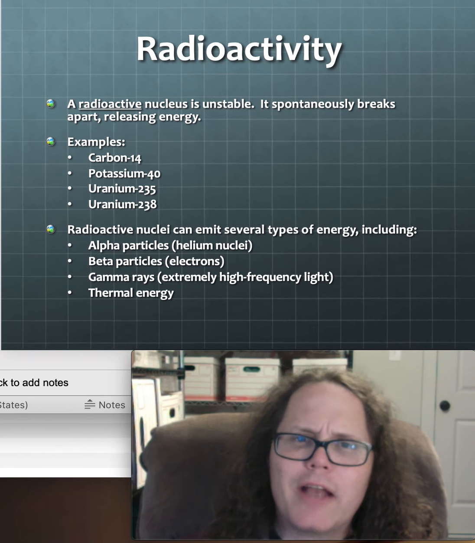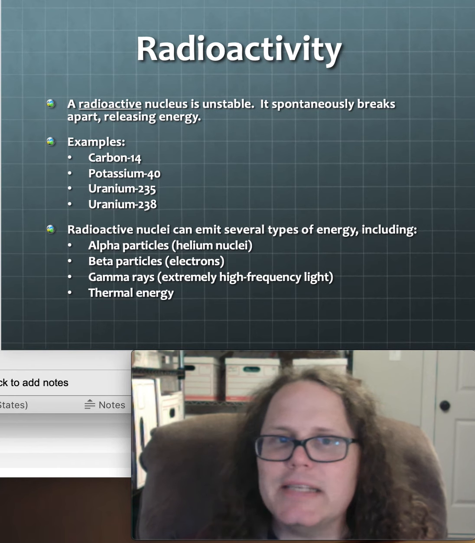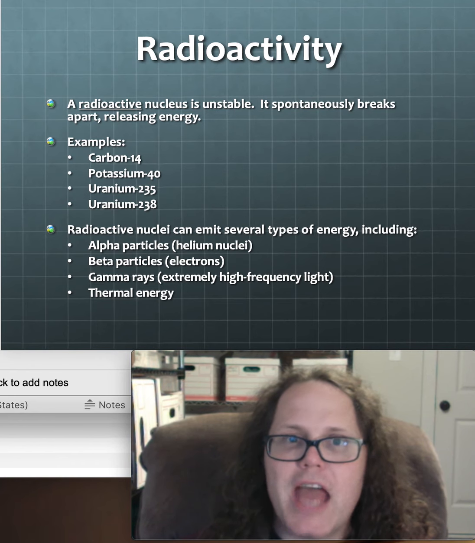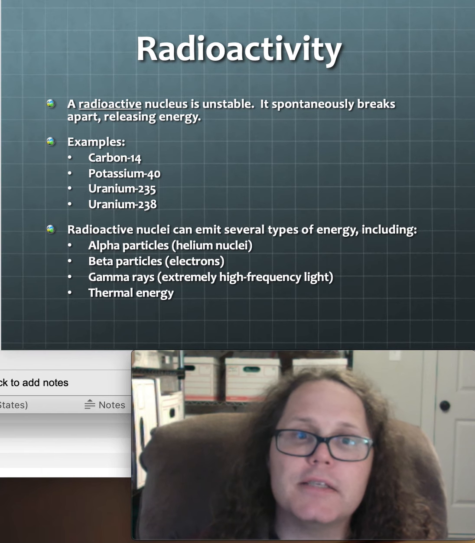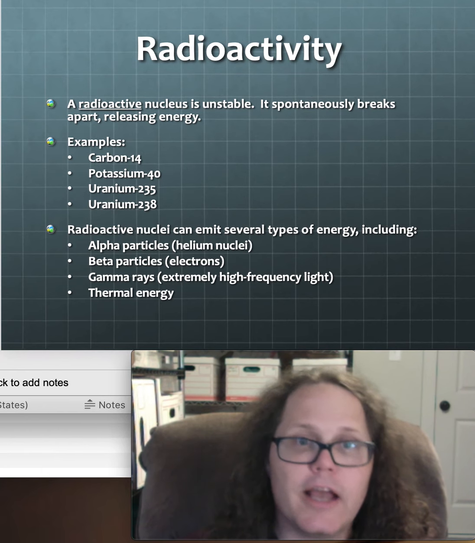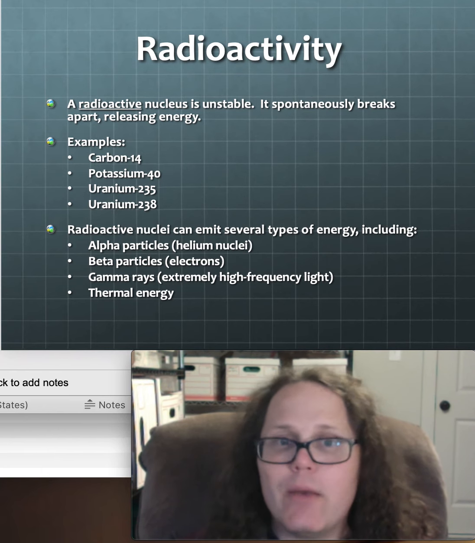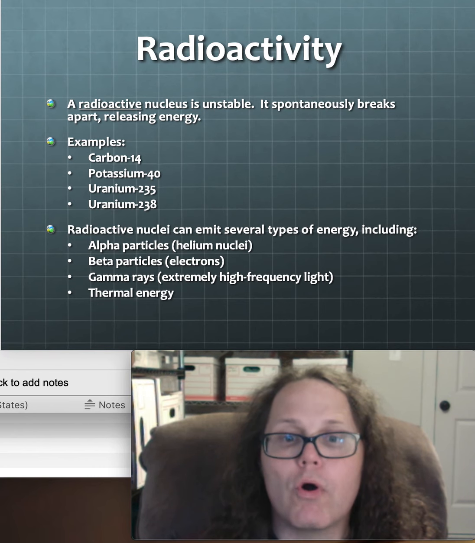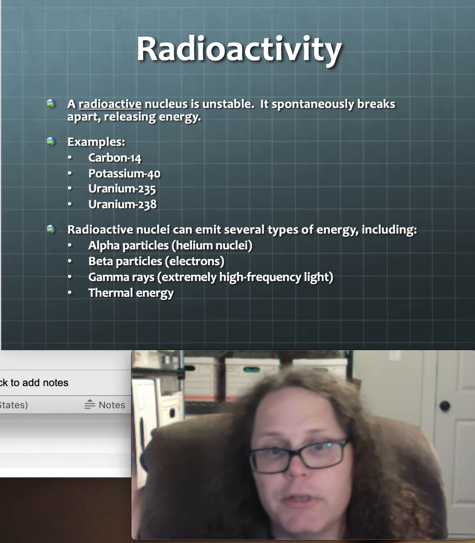When a radioactive nucleus decays, it can release energy in the form of an alpha particle, or helium nucleus, a beta particle, or electron, a gamma ray, which is a high energy photon, or thermal energy. It can heat up its surroundings.